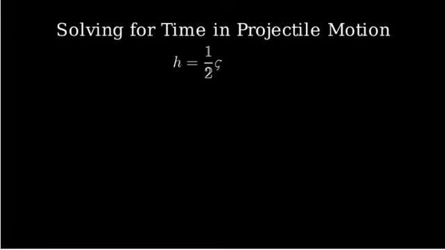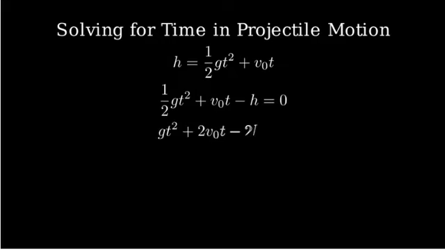Equation for time. We'll start with the equation for height as a function of time in projectile motion. To solve for t, we first need to rearrange the equation to standard form. Let's move all terms to one side to get our equation equal to 0. To make this easier to work with, let's multiply everything by 2 to get rid of that fraction.